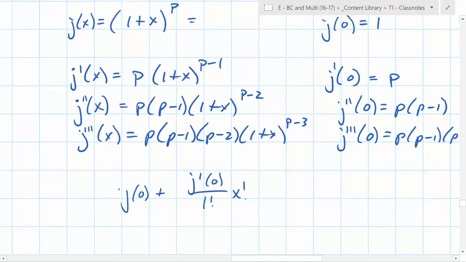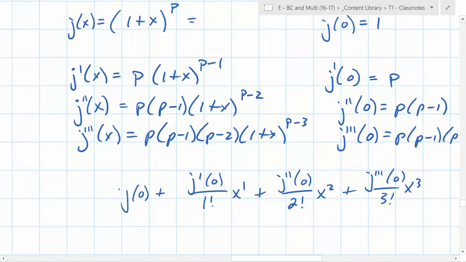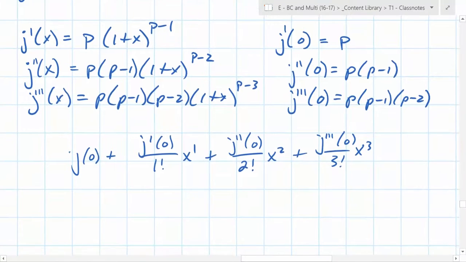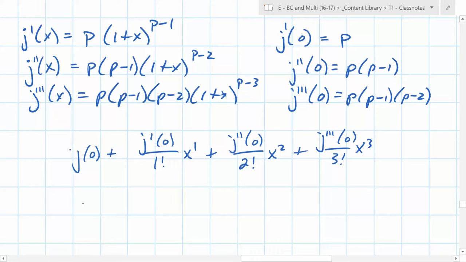1 factorial times, is it x? I think it's x, right? Plus, what's the next one? J double prime 0 over x squared plus j triple prime 0 over x cubed, right? Do we have all those things? Yeah, we do. What's j of 0?